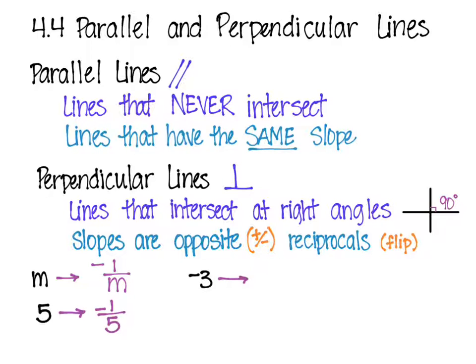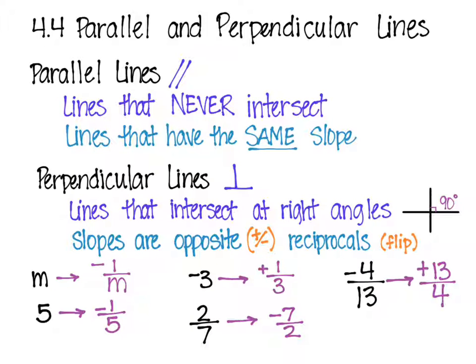If my slope was -3, well, the opposite of negative is positive, and the flip of 3 is 1 over 3, so it's +1/3. If my slope was 2/7 and I wanted the perpendicular slope, this is positive, I want to go to negative, and then I flip that fraction and I get -7/2. If my slope was -4/13, well, it's going to go from negative to positive, and then when I flip it, I get 13/4.